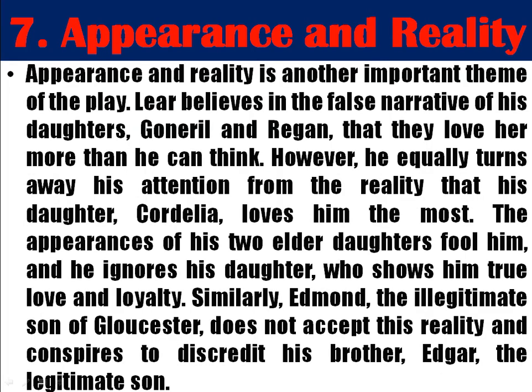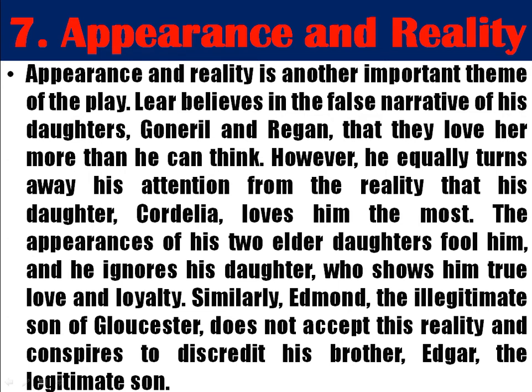So let's look at appearance and reality. Appearance and reality is also another major theme in the play. What happens is that appearance and reality are opposite to each other in this play. What appears is not the real. Goneril and Regan appear to love their father by professing their love, but in reality, they do not love the father at all. Rather, they hated the father and wished to maltreat him.